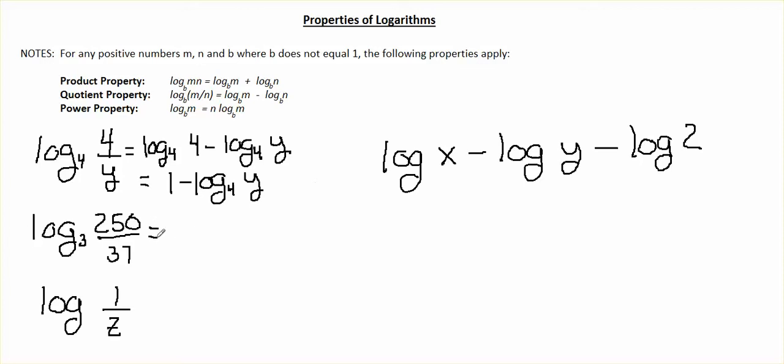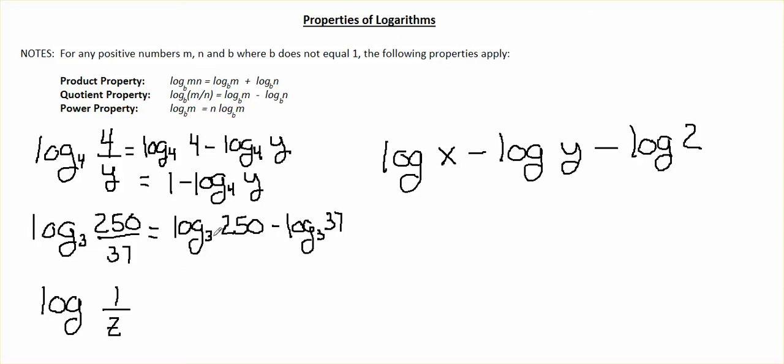So let's go ahead and separate out this logarithm and expand it using our quotient property. Well, for this example, we're going to have the log base 3 of 250, and that's being divided by 37, so we're going to subtract log base 3 of 37. Now we notice here that we have numbers. That's all we have in our logarithm, like up here. And we asked ourselves the question, 4 raised to what power is 4? Well, that's the power of 1.